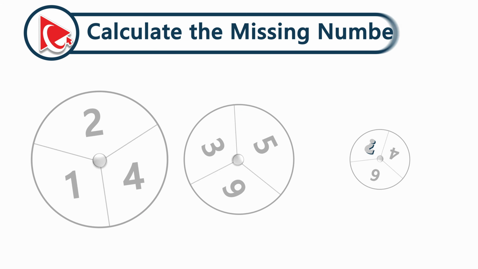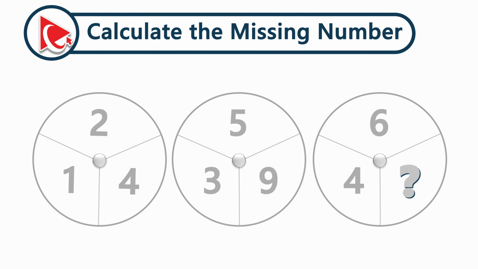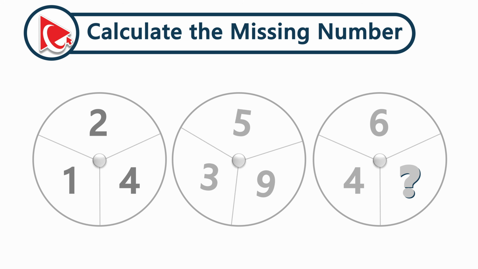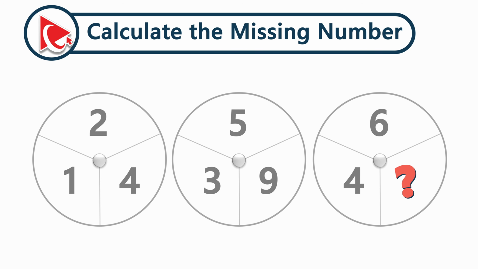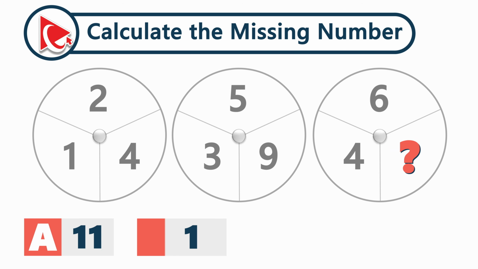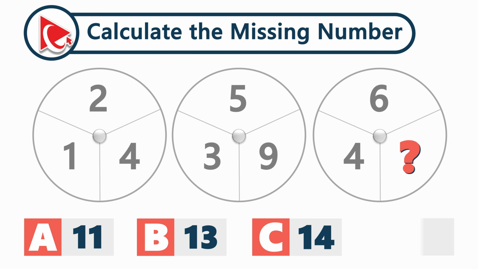You're presented with 3 circles. First circle has numbers 1, 2, and 4. Second circle has numbers 3, 5, and 9. And then the third circle has numbers 4 and 6, and then the third number is missing. You need to calculate the missing number out of 4 possible choices: A, 11; B, 13; C, 14; or D, 19. Can you try to solve it on your own?